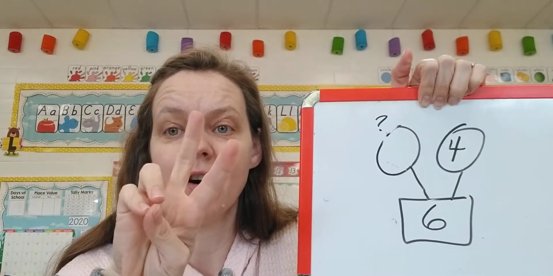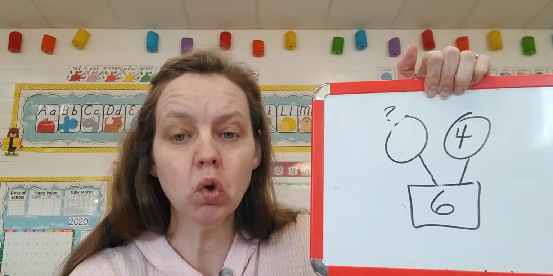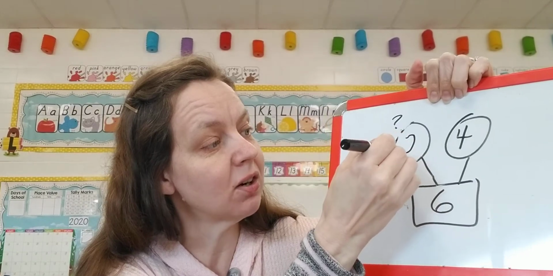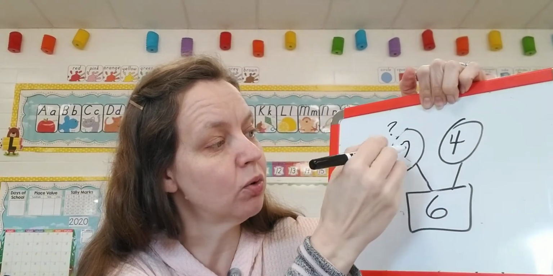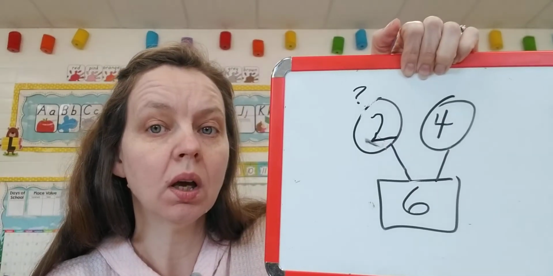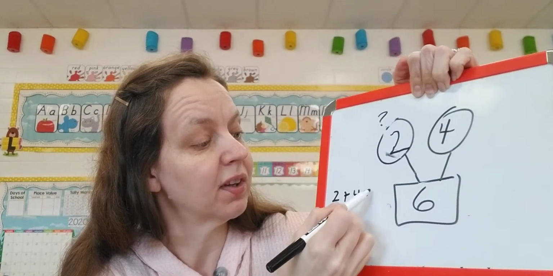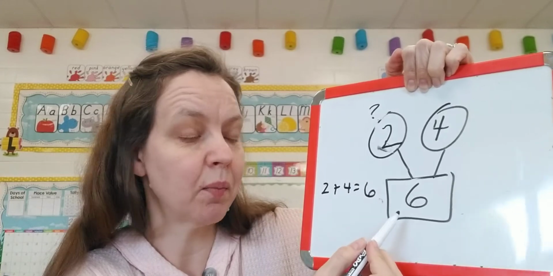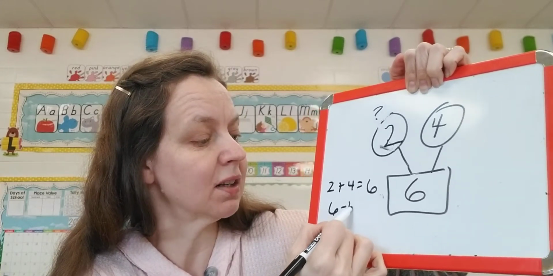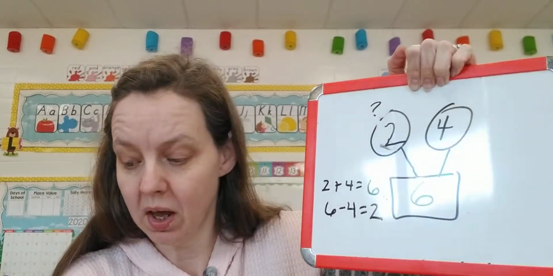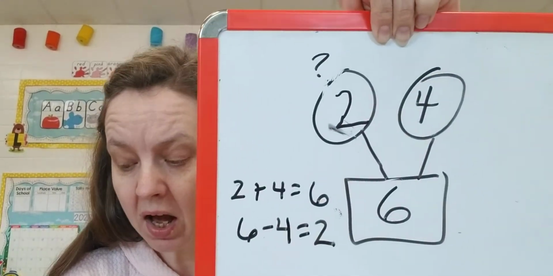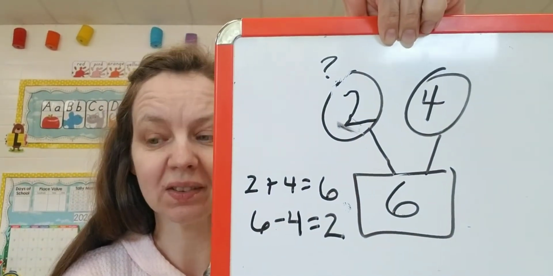4 backwards. So let's count backwards from 6. 6, 5, 4, 3, 2. 2 goes in that circle. Whoops, I started to make my old 2s. 2 plus 4 equals 6. And the subtraction problem we just did was 6 minus 4 equals 2. There were 4 blue fish and 2 yellow fish.